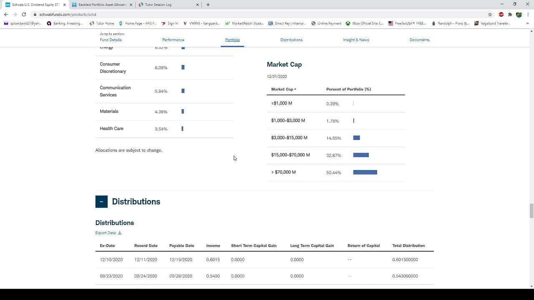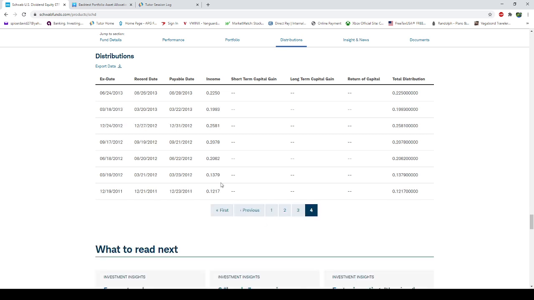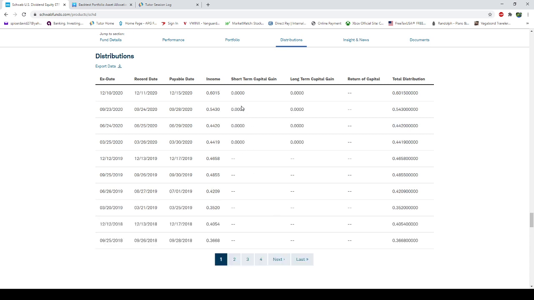After that, we'll take a look at our distributions, and as we can see, our most recent distribution was 60 cents, and if we go back through time, we see that over the last 9 years of existence, it has gone from 12 cents up to 60 cents. So your distributions are increasing. That means your underlying companies are mostly increasing their dividends. You're not going to be worrying about a large cut, if any, if you work in this ETF.